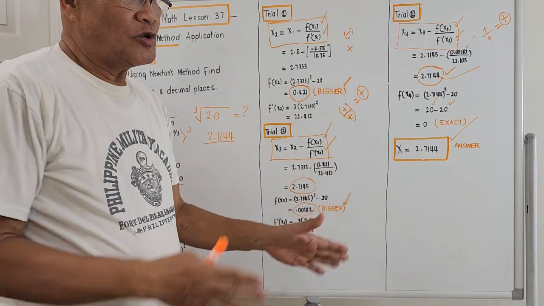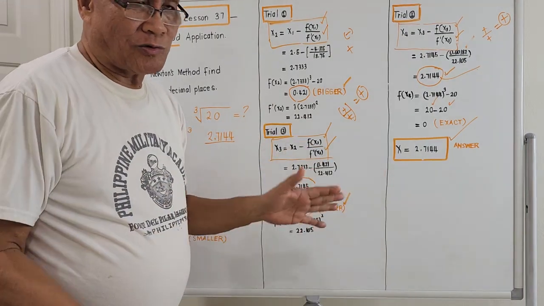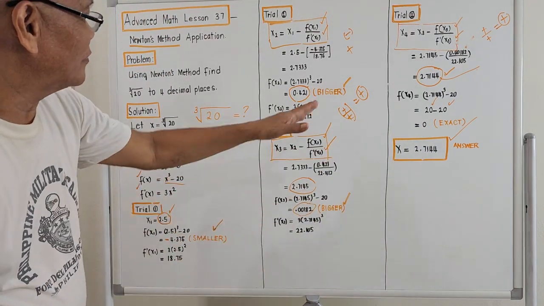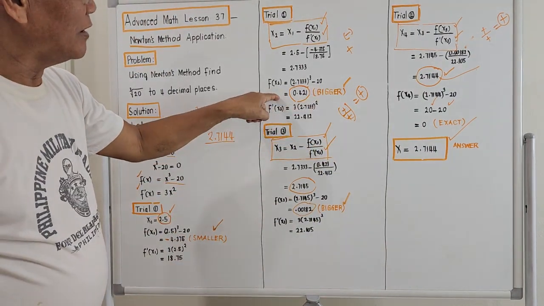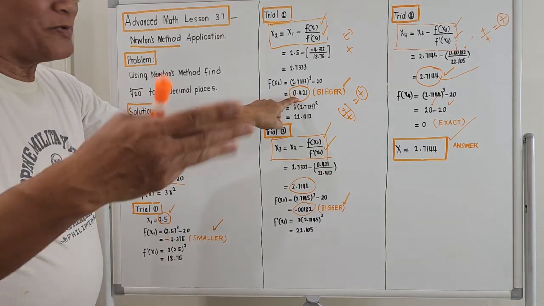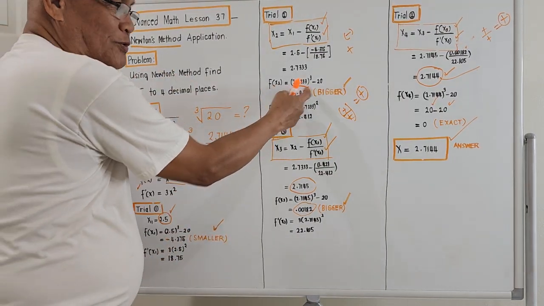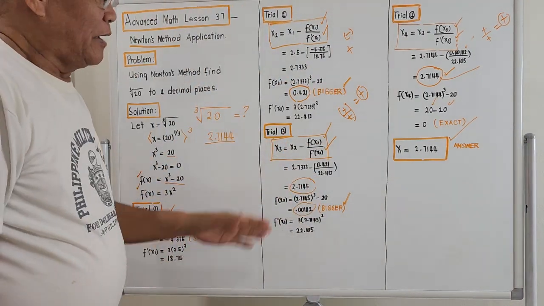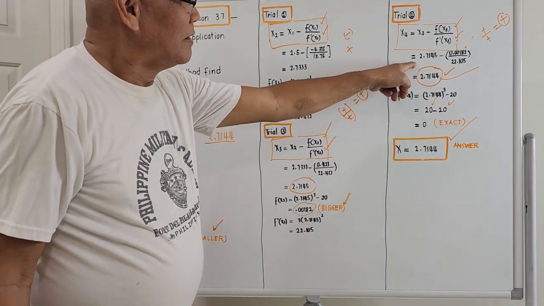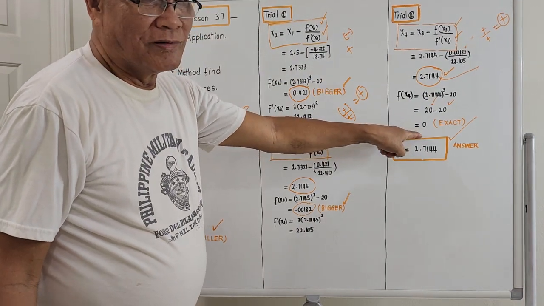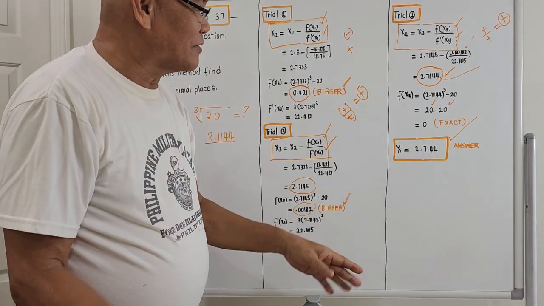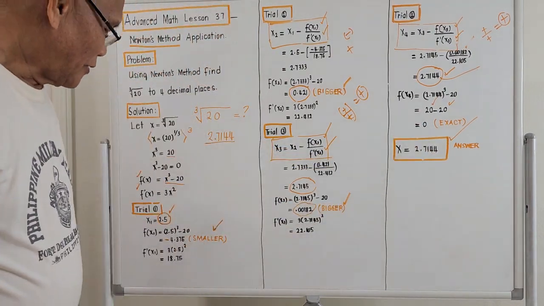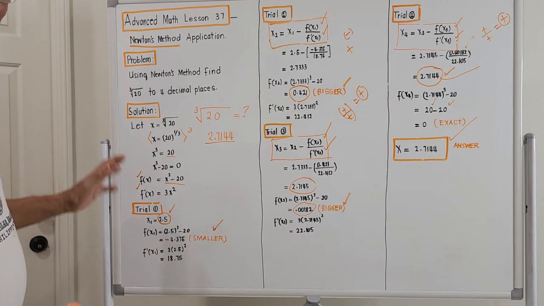Okay? I think we will not go beyond the 5 trials or 6 trials. On the second trial, if you want this to be your answer, it could be, but there's a little difference of 0.421. What we need is that the difference should be 0. And for the fourth trial, the difference is actually 0. So we could say that the final answer is x equal to 2.7144. Okay, that's Newton's method of approximation.